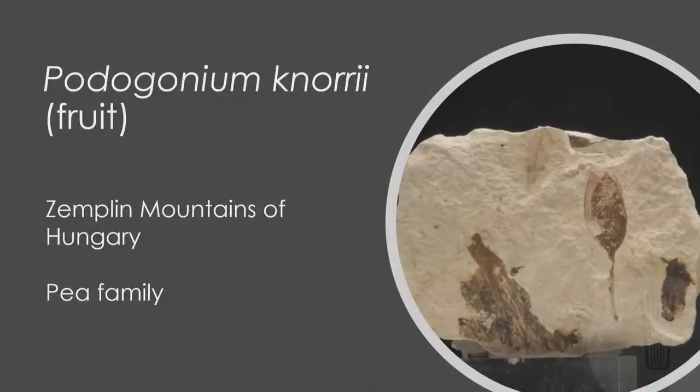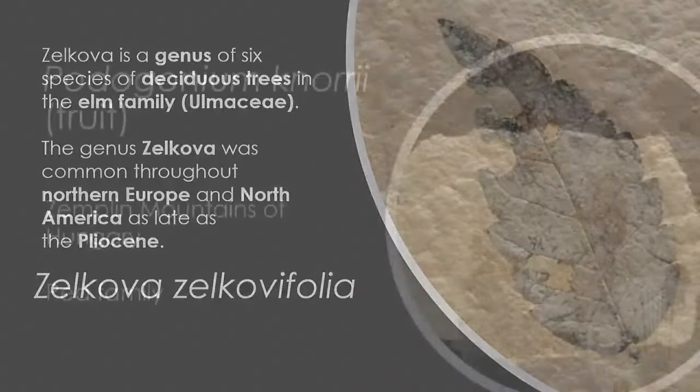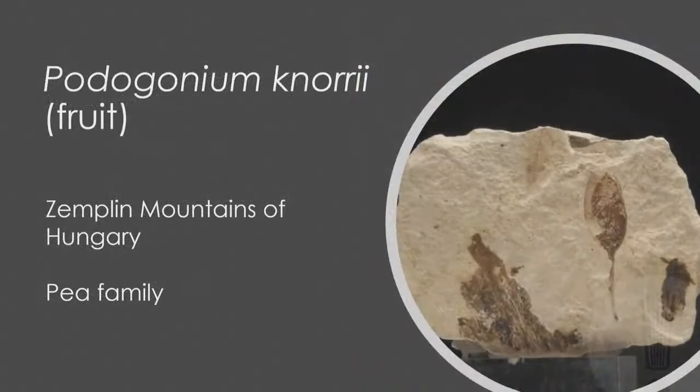And there's the Potagonium norii fruit from the Zemplén Mountains of Hungary. This is a legume in the pea family. And the part you're looking at, that's the fruit, is there on the right side of that specimen. It looks like it has a stem coming out the bottom and the fruit case at the top.